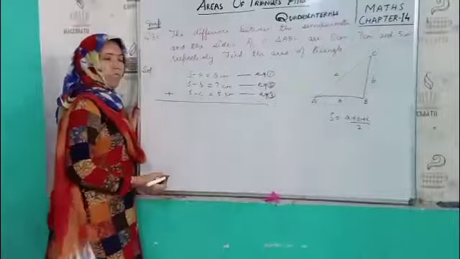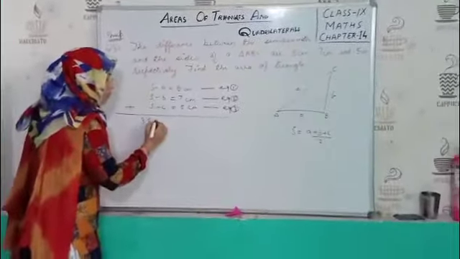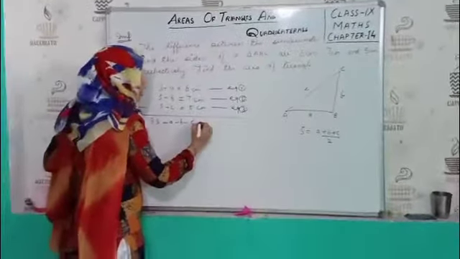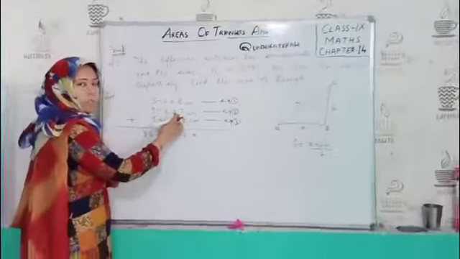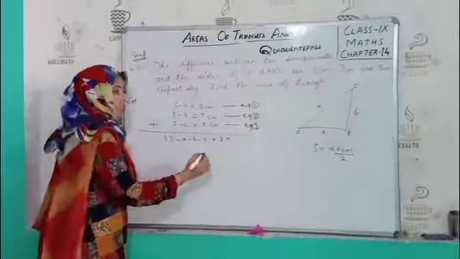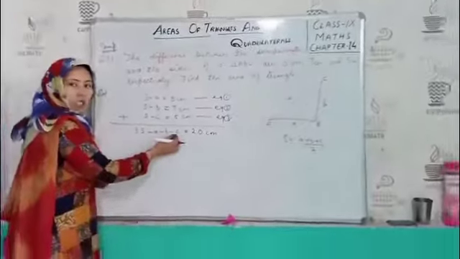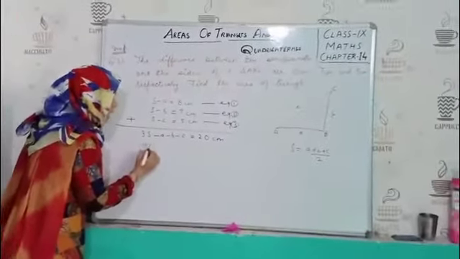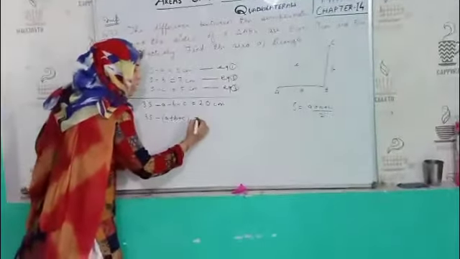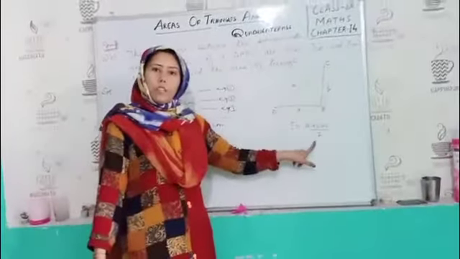You will get s plus s plus s is 3s, minus a minus b minus c, right? It is equal to 8 plus 7 is 15, 15 plus 5 is 20 centimeter. Taking the common minus from all three, you will get 3s minus (a plus b plus c) is equal to 20 centimeter. The value of a, b, c we will calculate from here.